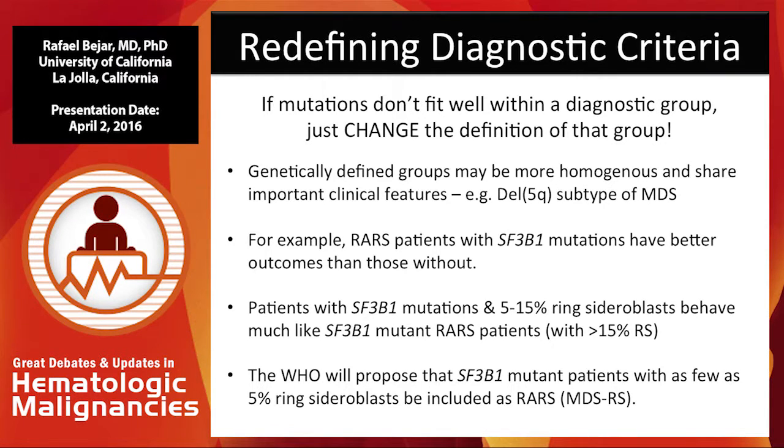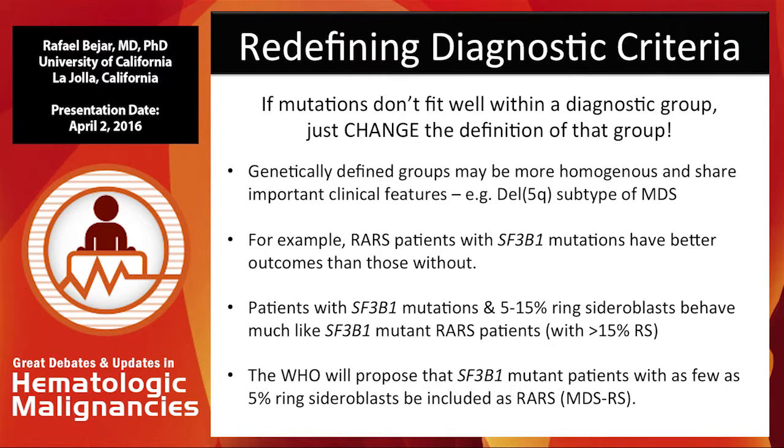These patients are more homogeneous. They're more like each other, particularly with regard to their overall survival and their response to lenalidomide, as we just heard. Is there any genetic analog of this, at least at the gene level? And it turns out that there is, that patients who have refractory anemia with ring sideroblasts do substantially better if they have an SF3B1 mutation. If they don't, they do substantially worse.